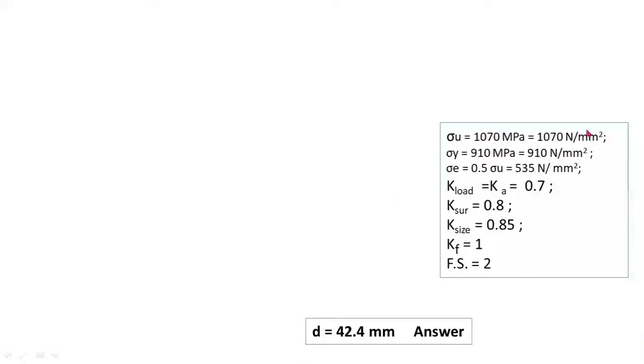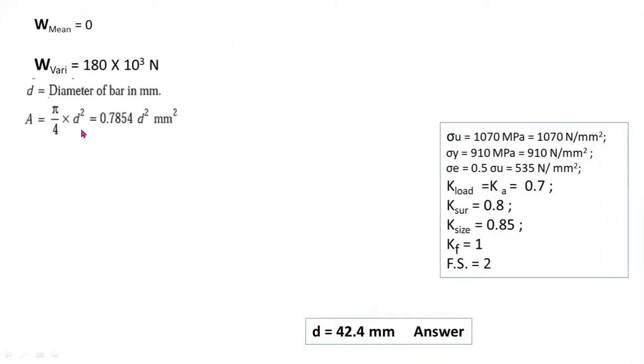These are the given values from the given question. From the mean load and variable load, you have to find out the value of mean stress and variable stress. Here stress equal to load by cross sectional area. You have to determine the suitable size of a shaft. The given cross section is circular, so for circular cross sections, the area is pi by 4 d square. So mean stress equal to load by area.